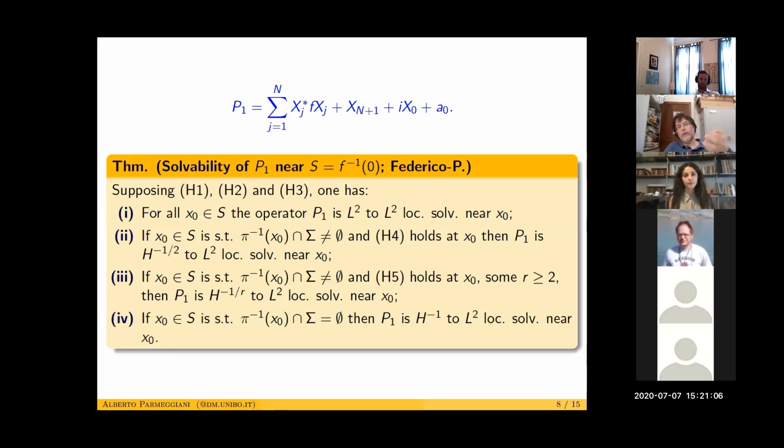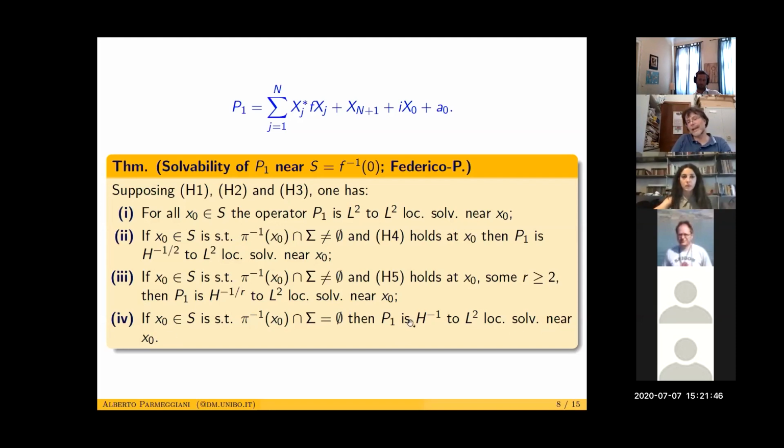So we have this kind of extra degeneracy, but nevertheless, we may find a solution which is better in a sense. You see, I don't talk about a gain of 2 minus 1 over R derivatives, but in a sense there is some gain. But anyway, it's very delicate to extend this to H^s, but I will remark on this at the end. And then, if you have a point for which f is degenerate, but the fiber of this point does not meet the 0 set of this characteristic set, then P1 is H minus 1 to L2 locally solvable near x naught.